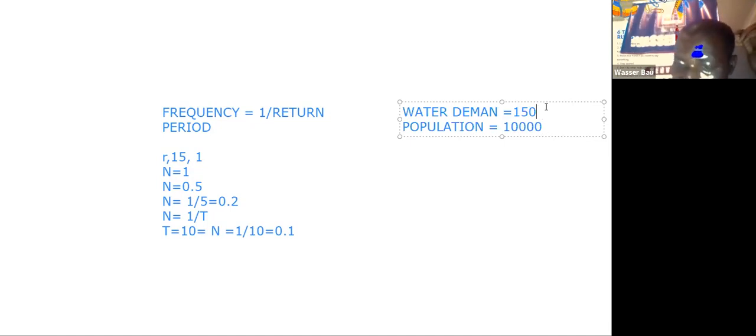This 150, the unit is in liters per capita per day. Those that attended the water training will understand what I mean. This is the amount of water you assign for one person per day. We assume that each person will not consume more than 150 liters of water. And I told us at the beginning that when you're doing sewer design, you assume that what somebody takes is what he'll produce. So in this case, we're also assuming that the amount of wastewater that will be generated is equivalent to the amount of water that you are taking.